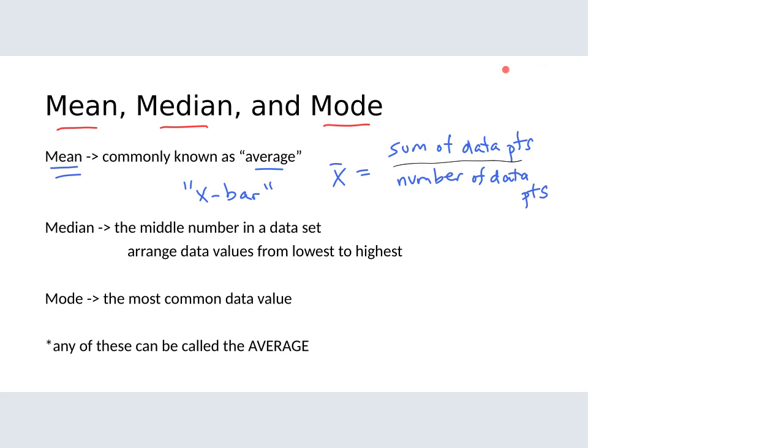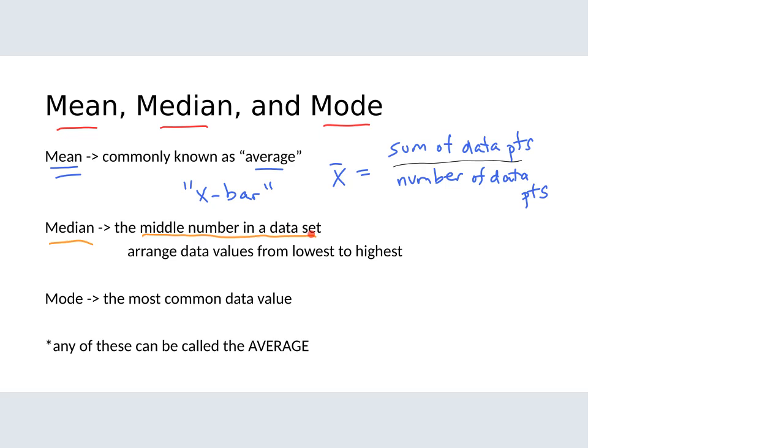Up next, we have the median. Oh, and if you see anything that you're not sure of, or that doesn't make sense as we're talking through these definitions, make sure you ask. The median is the middle number in a data set. So it's the one that's in the middle.